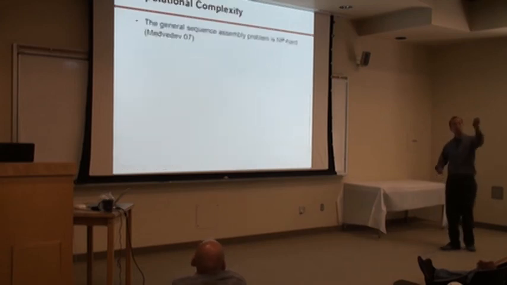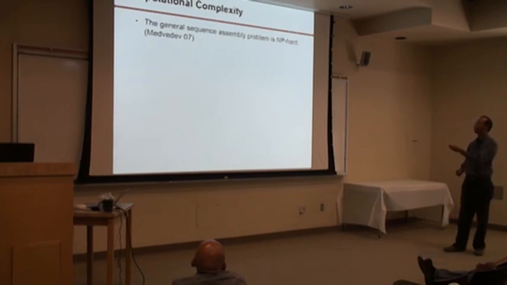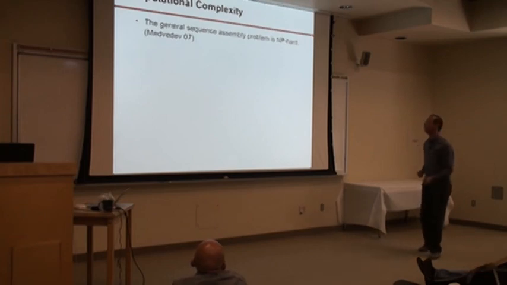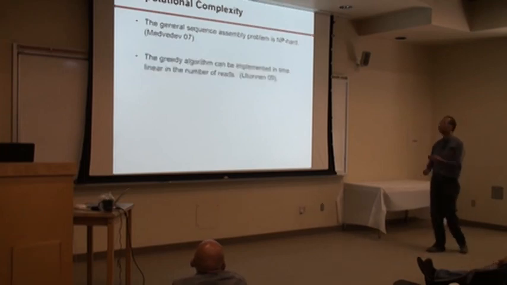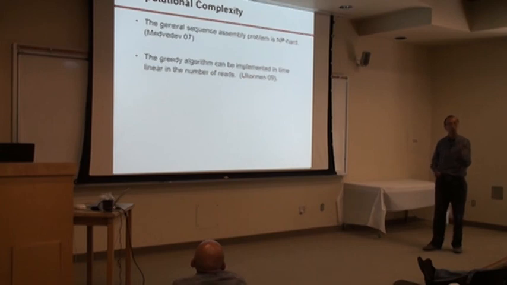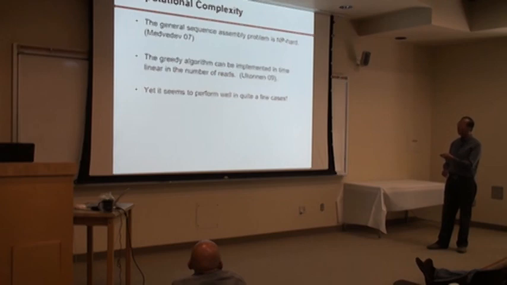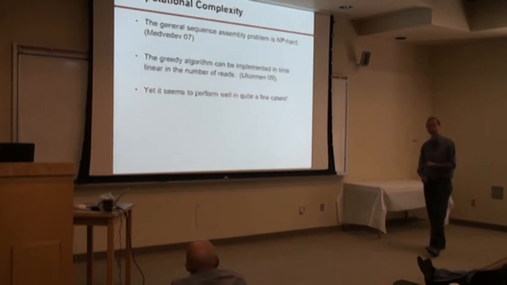So going back to the computational question that Venkat raised, how about the complexity? It turns out that the general problem, as a worst case problem, where you give me an arbitrary set of reads for reconstruction, is NP-hard, okay? It turns out though, that the greedy algorithm that we're using can be implemented in time linear in the number of reads. Okay, so a naive implementation will be N squared, but you can use some more sophisticated structure like a suffix tree, and that will cut down the complexity quite a bit. And it seems to perform well in quite a few cases. So that's kind of surprising. And actually, I must say that Shannon's philosophy about information first and then complexity actually seems to have some bearing on this problem as well.